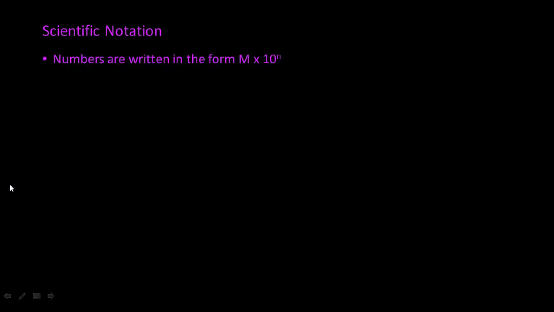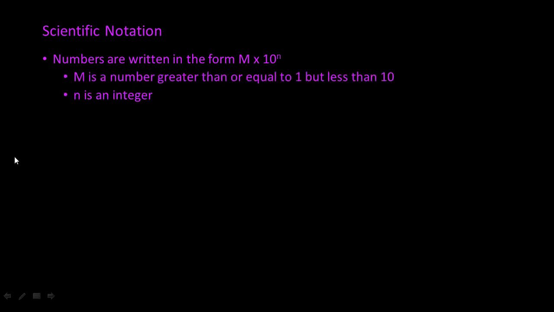We use this when we have very large numbers or very small numbers, and the numbers are written in the form m times 10 to the nth power. Here, m is a number greater than or equal to 1, but less than 10, and n is an integer. It can either be positive or negative.